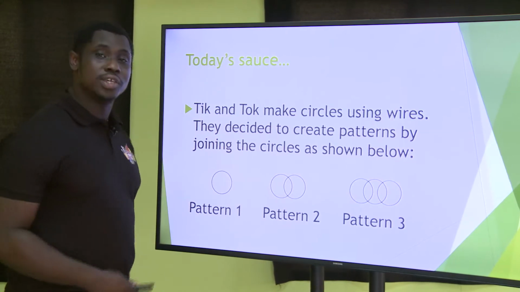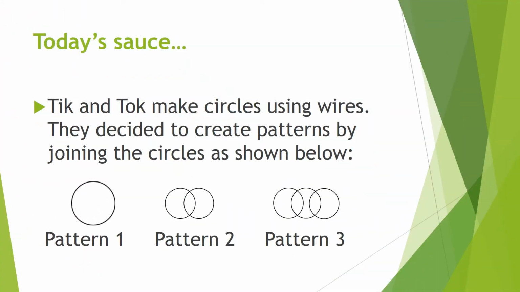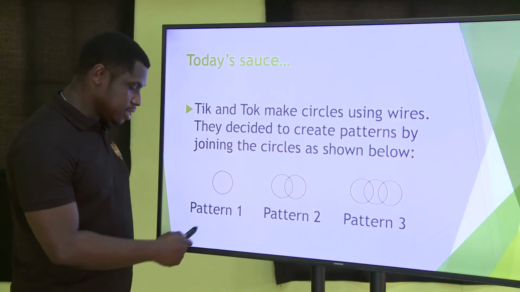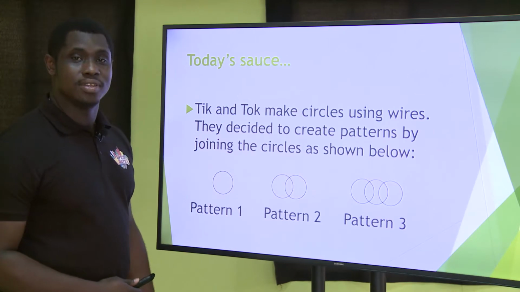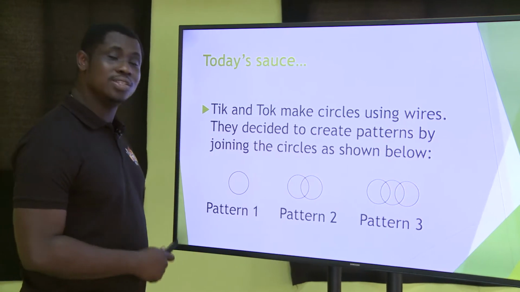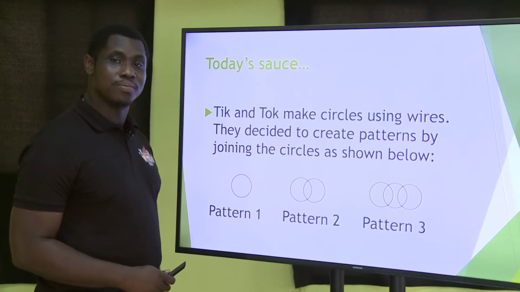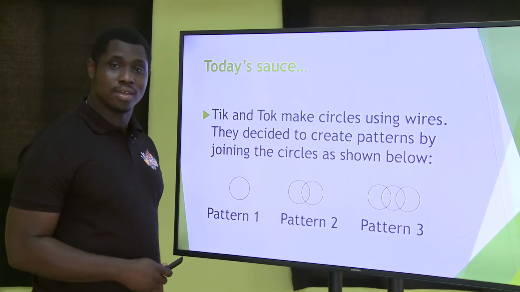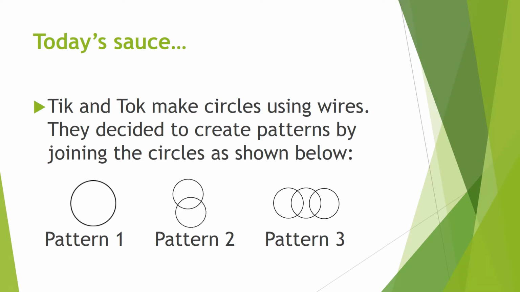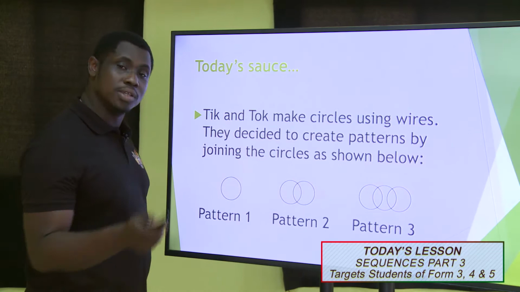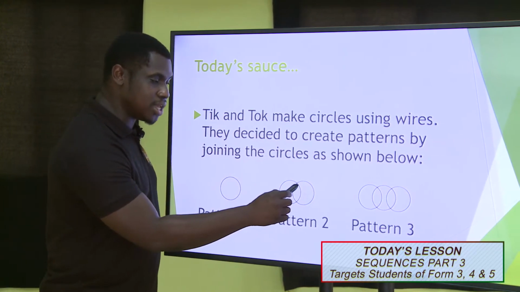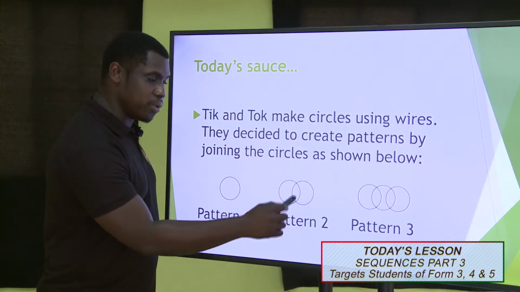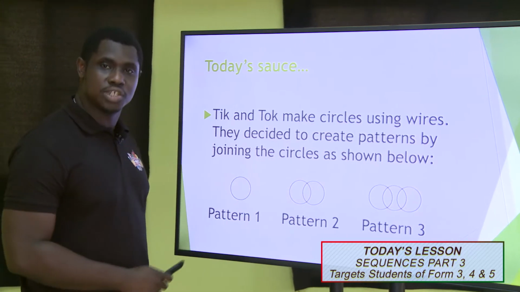Initially, Tick took his wire and bent it to form the first circle, which is illustrated in the first pattern here. Tock realized how much fun Tick was having, and decided he was going to bend his wire to form a circle as well. When Tock bent his wire, they decided to put the circles together to form what is illustrated in the second pattern. Now we must note that in this second pattern, lines meet at 2 points, and these 2 points we call 2 points of intersection.